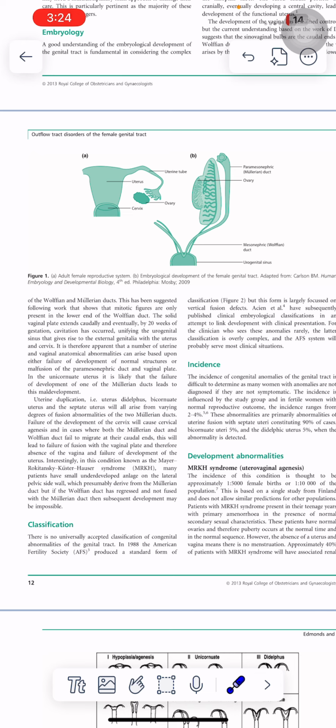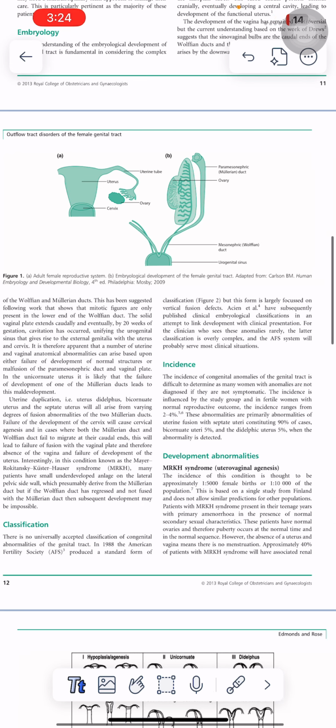So the lower part of the vagina will be formed, but the upper part, the paramesonephric duct, will not be formed, so it leads to an absent uterus. This portion of the uterus is absent in Mrkh, but the ovaries are present. Many patients have small underdeveloped analogues on the lateral pelvic side wall, which presumably derive from the Mullerian duct, and if the Wolffian duct has regressed and not fused with the Mullerian duct, then development is impossible.